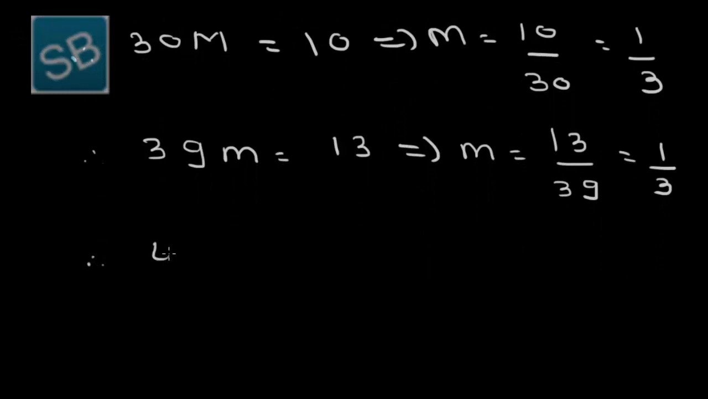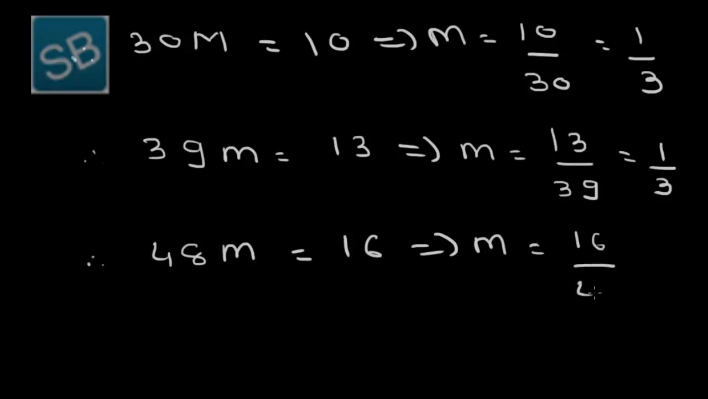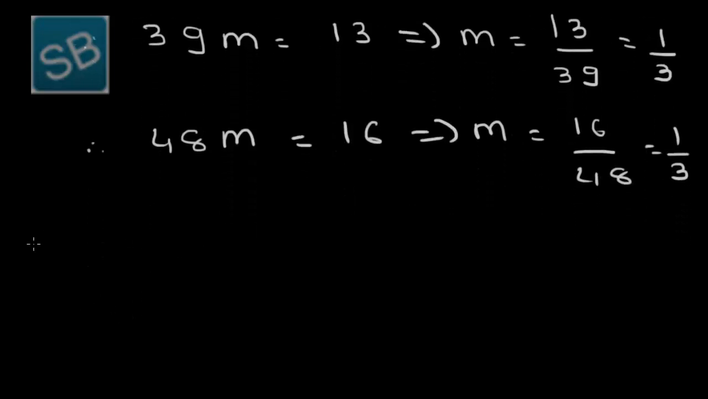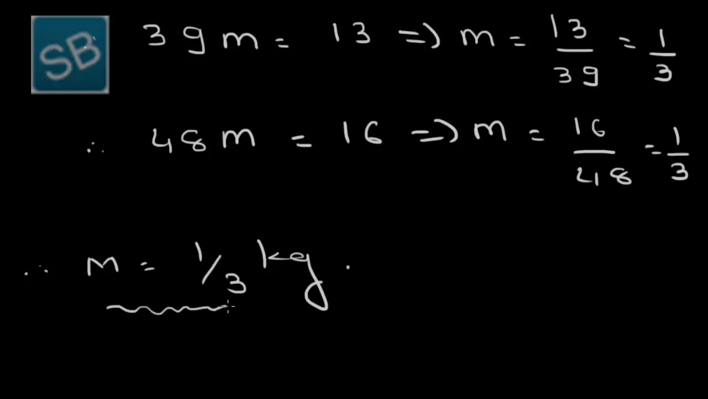Therefore, 48M is equal to 16, and M is 16 upon 48, which is equal to 1 by 3. So from this the value of M comes out the same. So my total mass of the system is 1 by 3 kg. This is the final answer, and with this our illustration number 2 is also over. So, let's move on to illustration number 3.